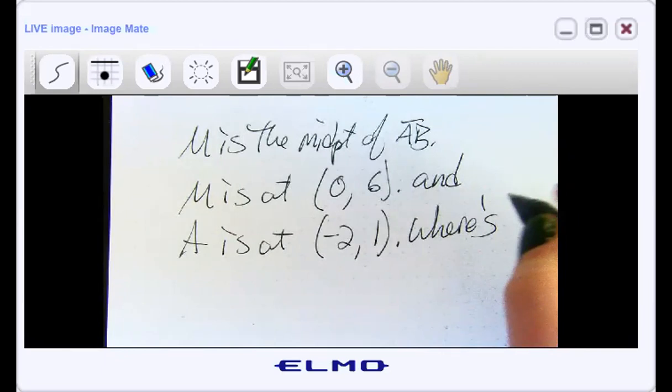I guess I should get the answer too. Let me see. What am I doing here? Please notice I did switch the order this time. This time I'm giving you the ordered pair for the midpoint first.